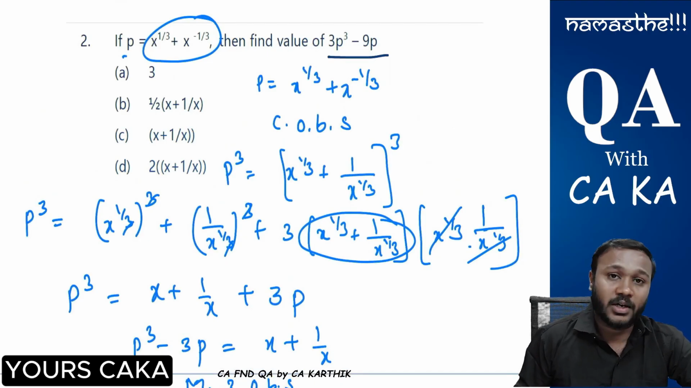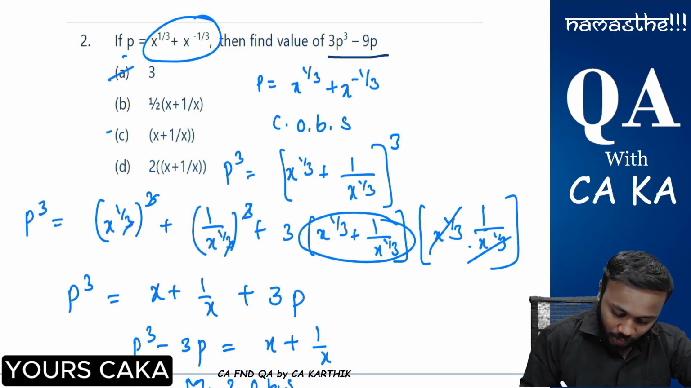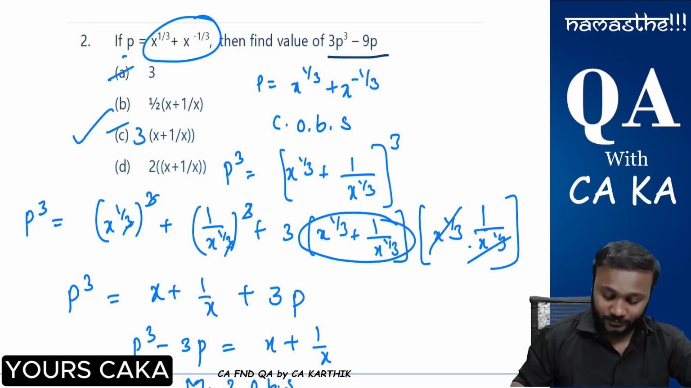Now you see there is no correct option in this. Either it should be A or B with the printing mistake. So let's go with C as your right answer by adding 3 here.